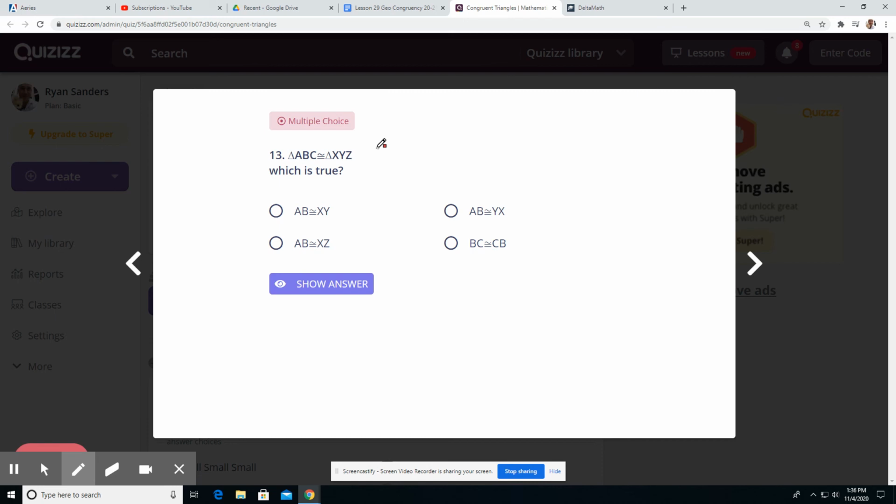Triangle ABC is congruent to triangle XYZ, which is true. Well, let's just go ahead and draw it. That's a really good strategy. Don't just do this in your head. The mapping is nice too. So yeah, draw it, it's good. This mapping lays everything out though.